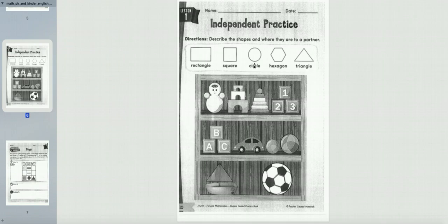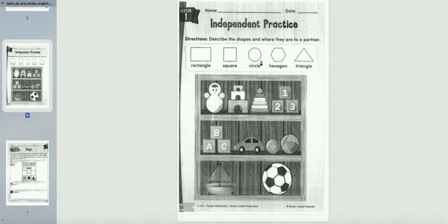Our next shape is a circle. Can you find a circle? Yes, right here, the ball. Can you describe its location? Yes, the circle is below the number blocks.